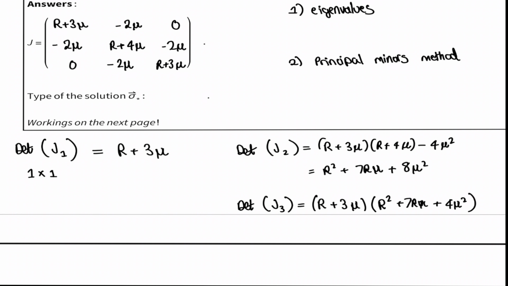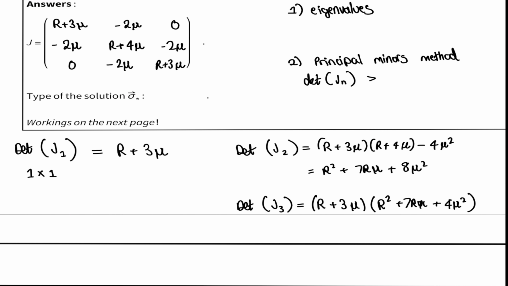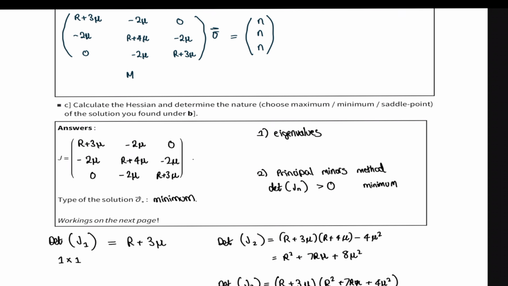Now, when it comes to the principal minors method, if all of the determinants, which I'll just write as Jn, are greater than 0, then we will have a minimum. If the signs alternate, that means we have a maximum. In this case, we can see that all of these will be greater than 0, as r and mu are both greater than 0. As a result, we have a minimum. Cool. Hopefully that all made sense.